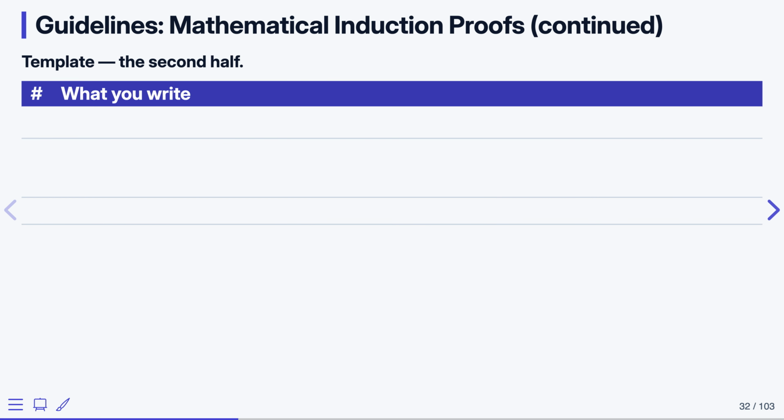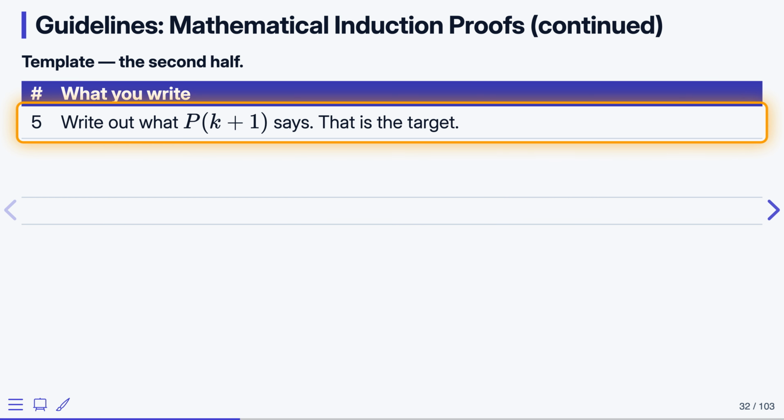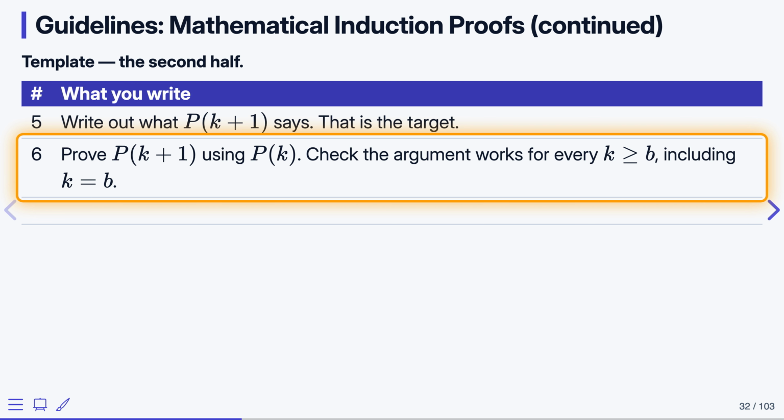Now the second half of the template. Step 5. Write out exactly what P of k plus 1 says. That line is your target. Step 6. Prove P of k plus 1 using P of k. Then check the argument again for the small values of k, including k equal to b. That is where the line's proof failed.